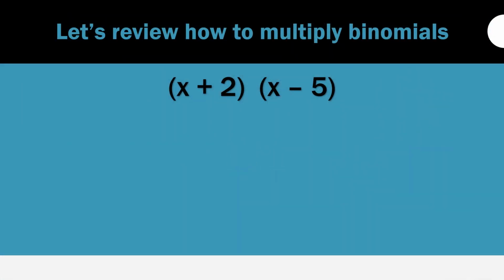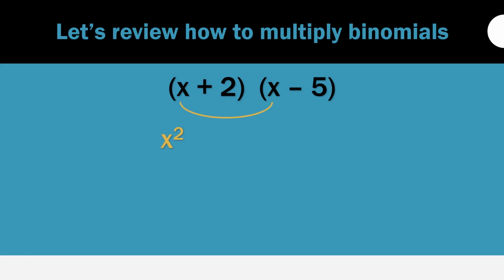Okay, so let's review a little bit about how to multiply binomials. Now remember, binomials just means something with two terms. X plus 2, that's two terms. You have the x and you have the plus 2. That's a binomial. Then we have the x minus 5. That's a binomial. So how do we multiply these together?